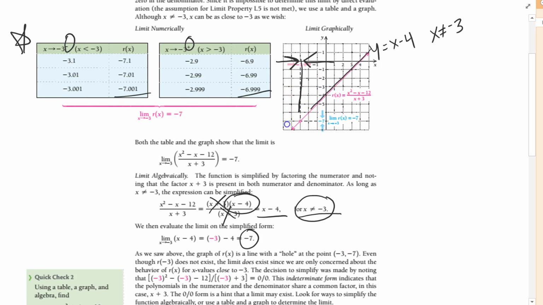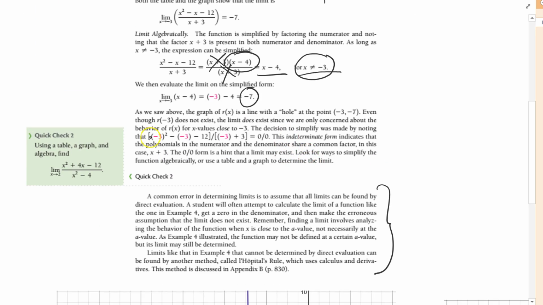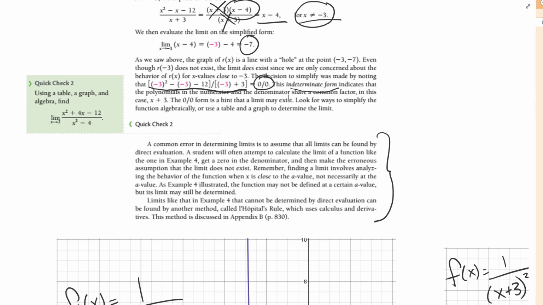Graphically, you can see that if I plug in numbers that are getting closer and closer to minus 3 on the left, my numbers are getting closer and closer to minus 7. If I plug in numbers that are getting closer and closer to minus 3 on the right, I'm getting closer and closer to minus 7. So that's kind of what they're showing here. But if you plug in minus 3 into the original function, you get 0 over 0. This is an indeterminate form, which we will later on learn that we can use L'Hopital's rule to solve.